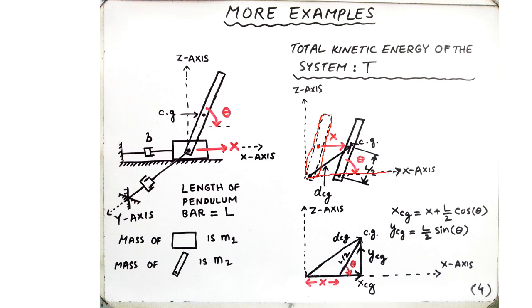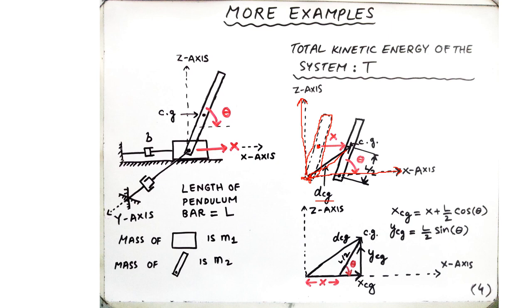So if this is the global x-axis, and here we have the global z-axis, and this point is taken as the origin, then as the pendulum bar moves, the center of gravity shifts from one point to another, and we assign a displacement variable dCg. And if we take a derivative of the displacement variable, this will give us the velocity, which can be directly used to compute the kinetic energy.